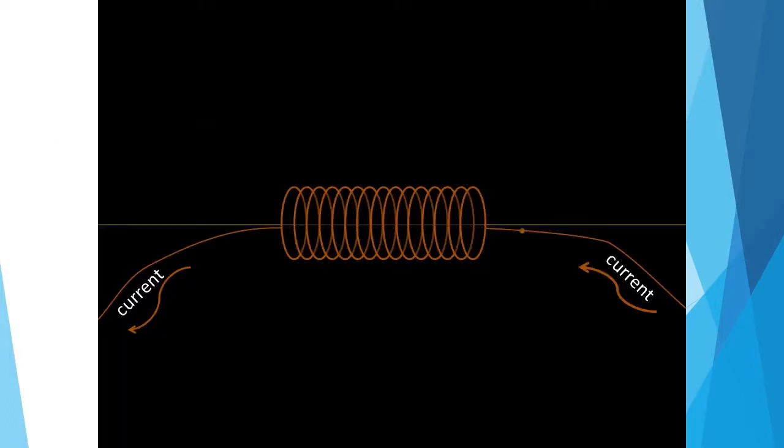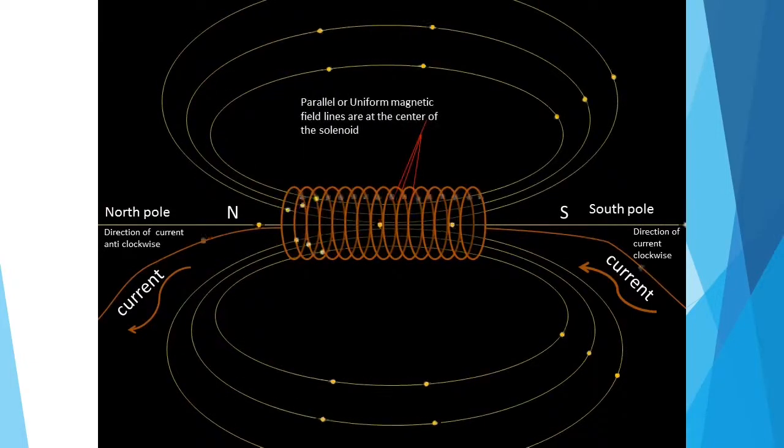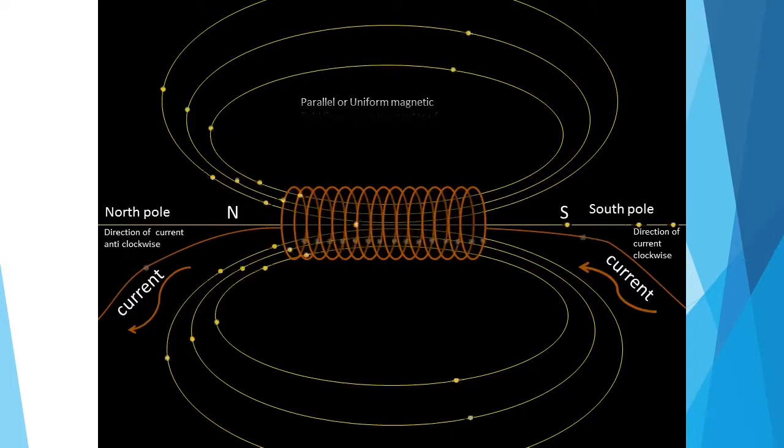As you see in this animation, when an electric current passes in the solenoid, it will generate magnetic field lines such that these lines are parallel and uniform at the center of the solenoid. However, they curl around the solenoid, resembling those of a bar magnet, having a north pole and a south pole as shown in this figure.